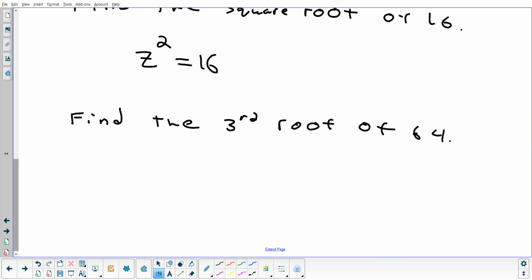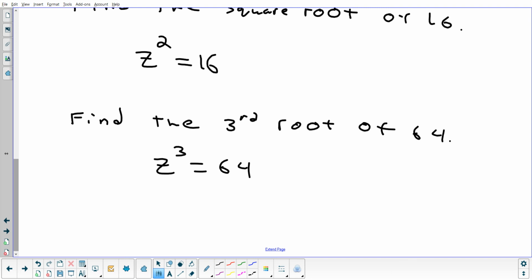For somebody that didn't understand what that meant, I would say, okay, well, think of it as an equation. It means solve this equation. Figure out what you can raise to the third power and get 64 as the answer.